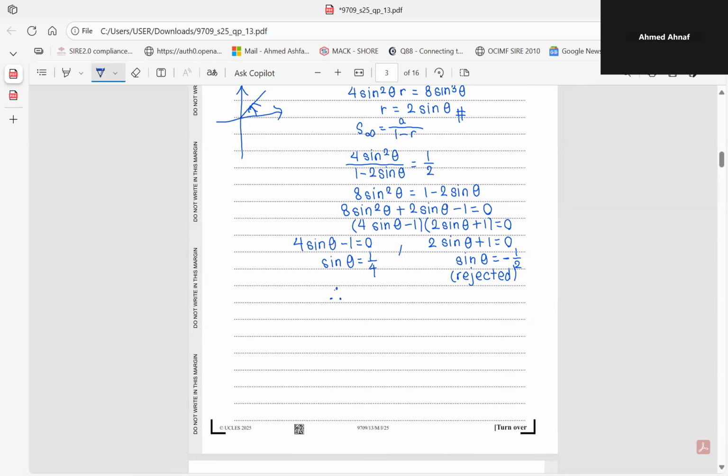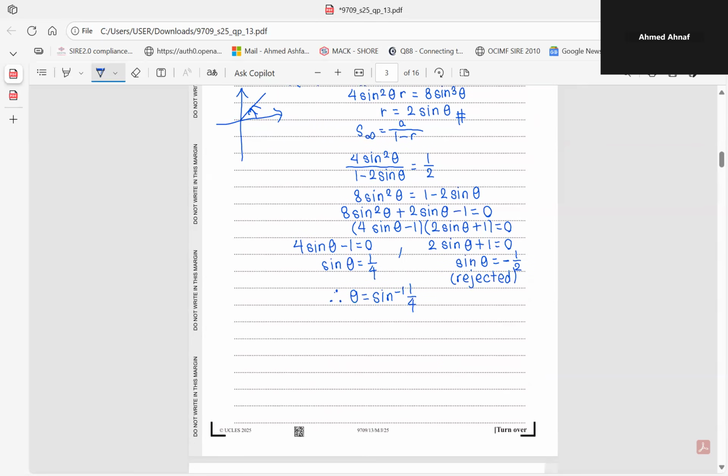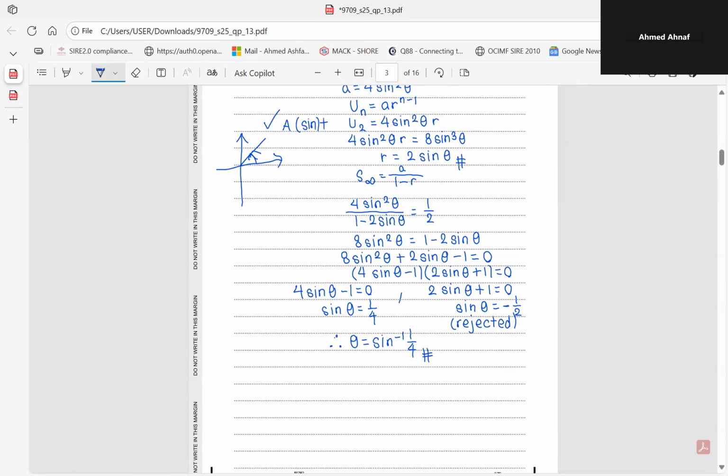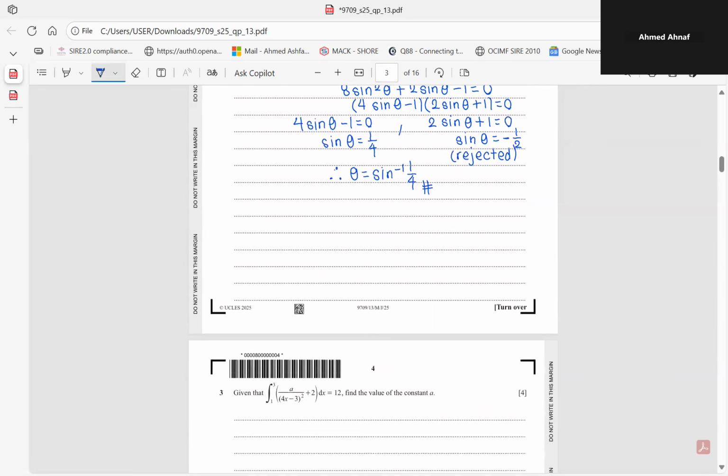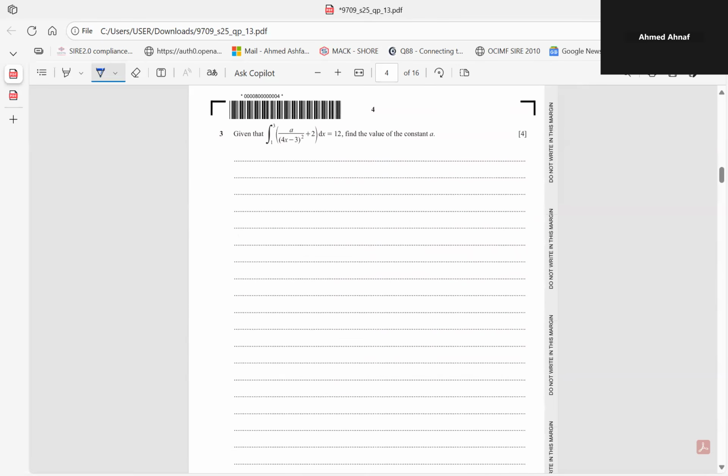So hence, theta would just be sine inverse 1 over 4. And this would be our final answer for this question. Let's head on to the next question.